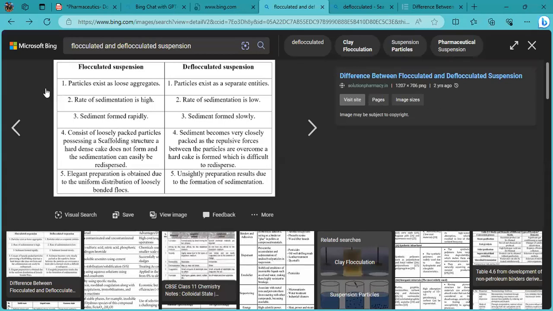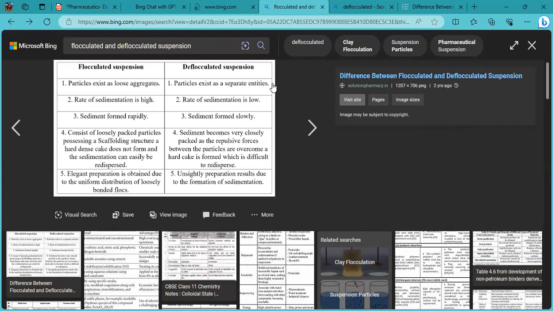So flocculated, they exist as floccules or loose aggregates. They sediment very fast, and they consist of loosely packed particles which can easily redisperse. Because they form these loose floccules, they tend to have an elegant appearance. So whenever you're making a suspension, you should strive for more floccules, leaning towards the flocculated suspension as opposed to the deflocculated.